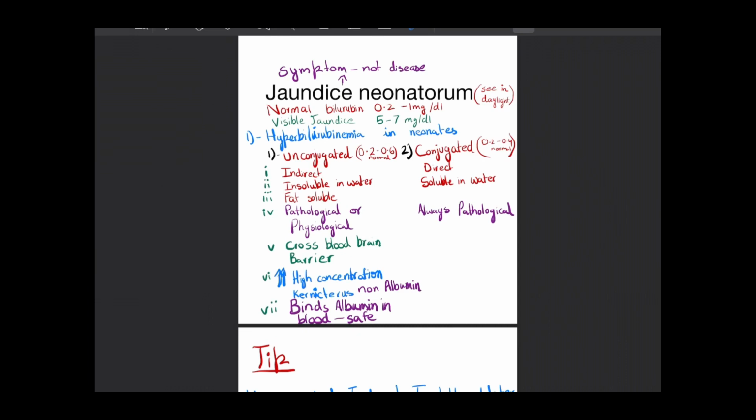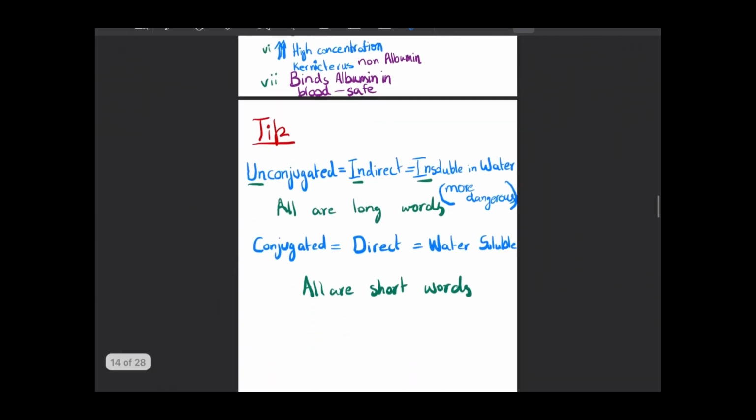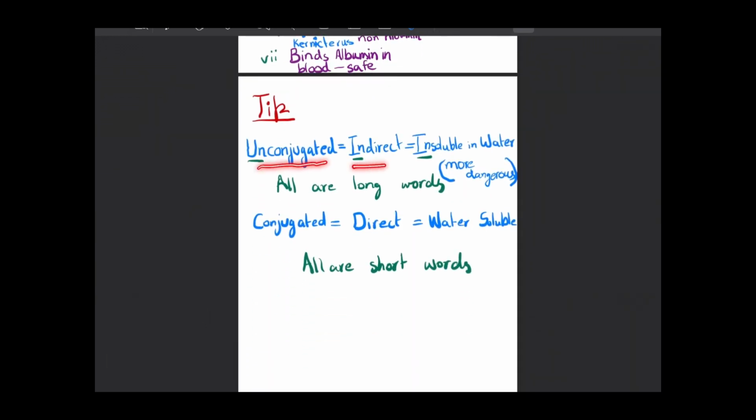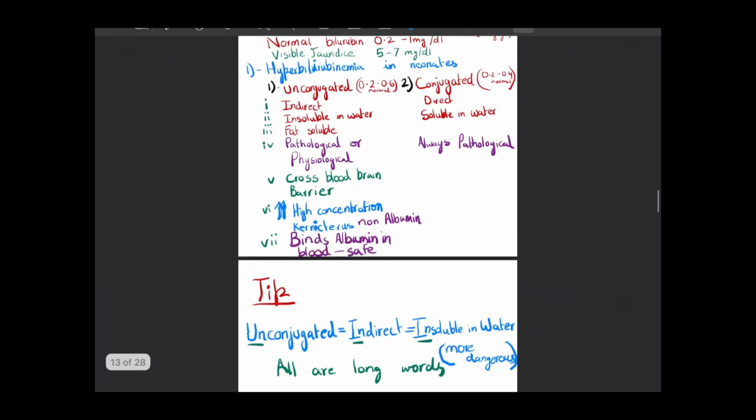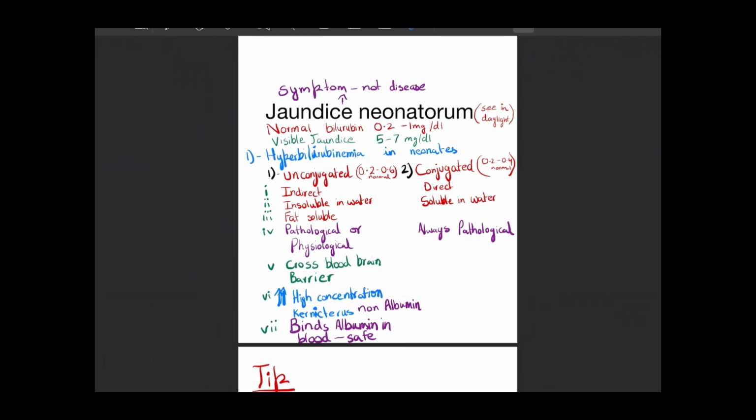Hyperbilirubinemia in neonates can be due to unconjugated bilirubin or conjugated bilirubin. So for the unconjugated bilirubin, we have the mnemonic: unconjugated, indirect, insoluble in water, and more dangerous. All are long words: unconjugated, indirect, and insoluble. Whereas conjugated is direct bilirubin and water soluble, all are short words. So the unconjugated bilirubin normal value is 0.2 to 0.6. It is indirect, insoluble in water, so fat soluble, pathological or physiological.